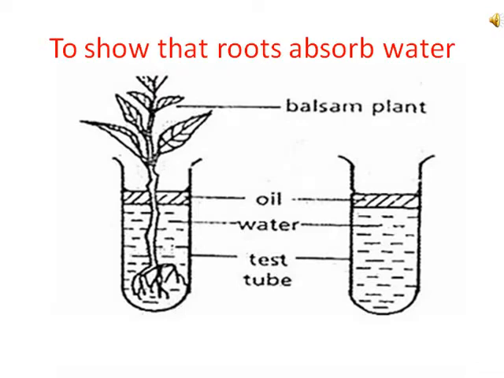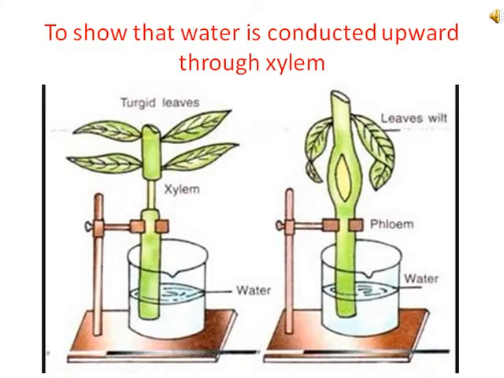The next experiment is to show that water is conducted upward through the xylem. You know, xylem and phloem are the vascular bundles in plants. Xylem conducts water and minerals and phloem conducts the prepared food from the leaf to other parts of the plant. So we can prove that.